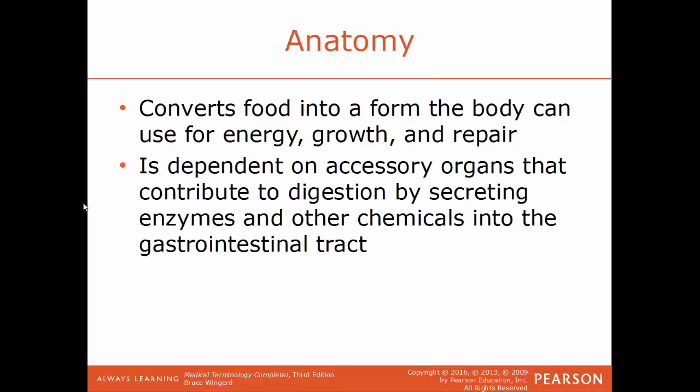Alright, now we'll talk about some basic anatomy of the digestive system. The whole point of the digestive system is to convert the food that you eat into a form that your cells can naturally use, for energy, for growth, and repair. How well the system functions depends a lot on accessory organs that contribute to the digestive process. This is done by secreting enzymes and other chemicals into the gastrointestinal tract.